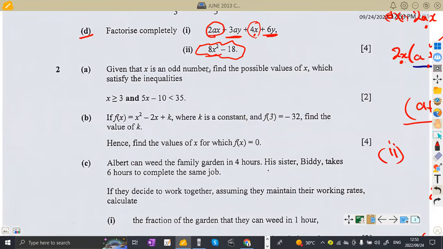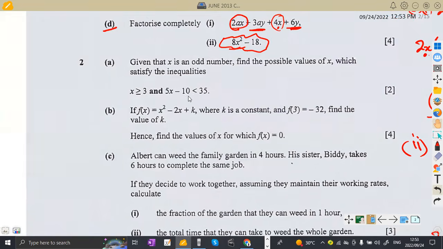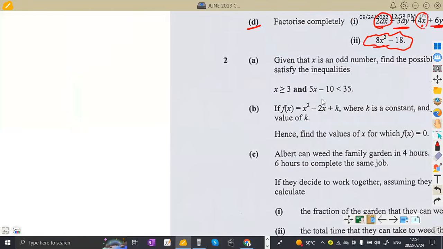So on this part now, we are given that x is an odd number. Take note, the x that we are talking about is a number which is an odd number. And this odd number, find the possible values of x which satisfy, take note, they satisfy these two inequalities. And this x is an odd number. Actually, this is what you're supposed to do. These are two inequalities. So for you to know the odd numbers that you're going to have in between these two inequalities, you're supposed to solve these two inequalities, okay?